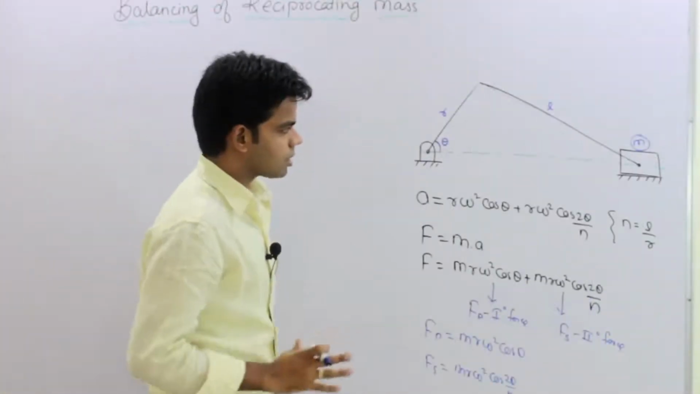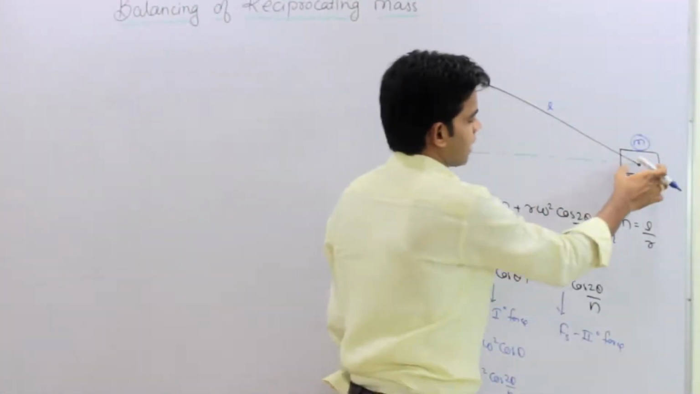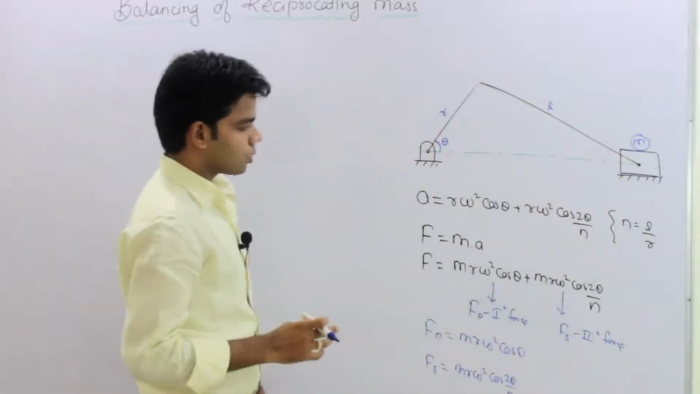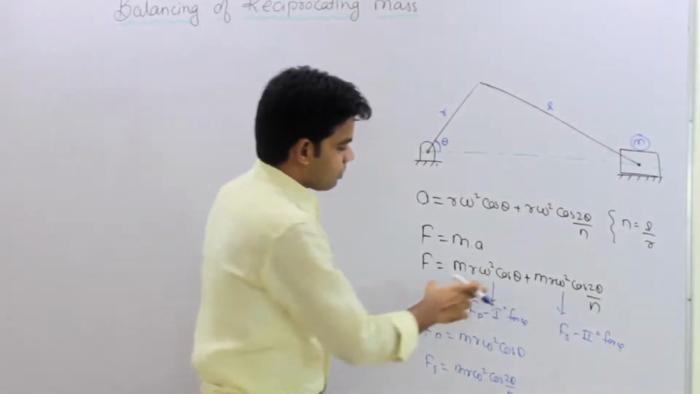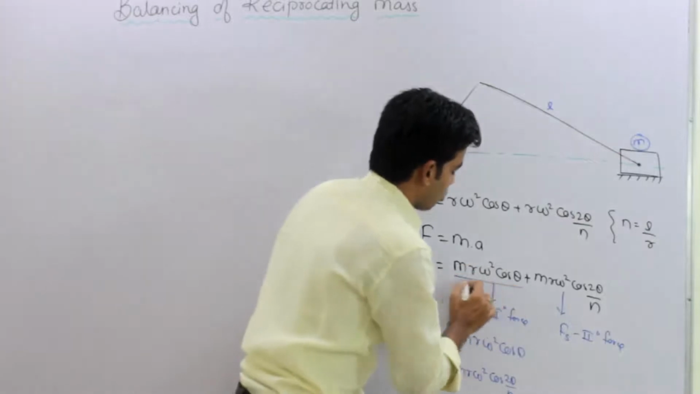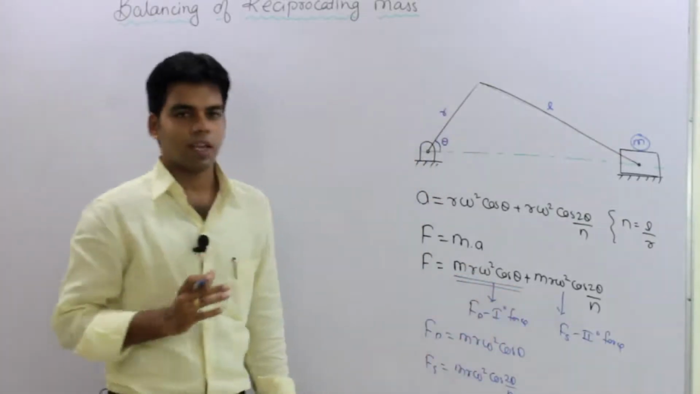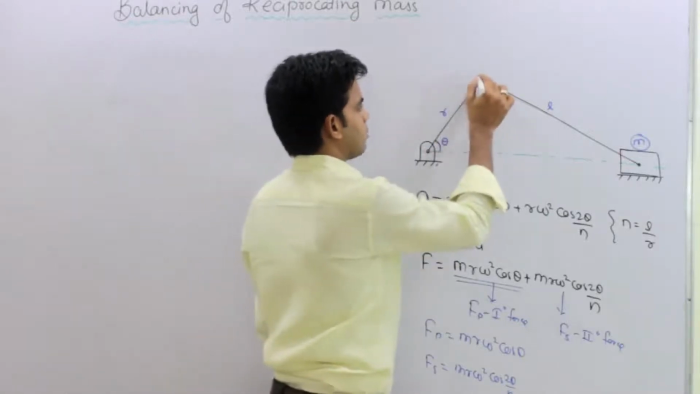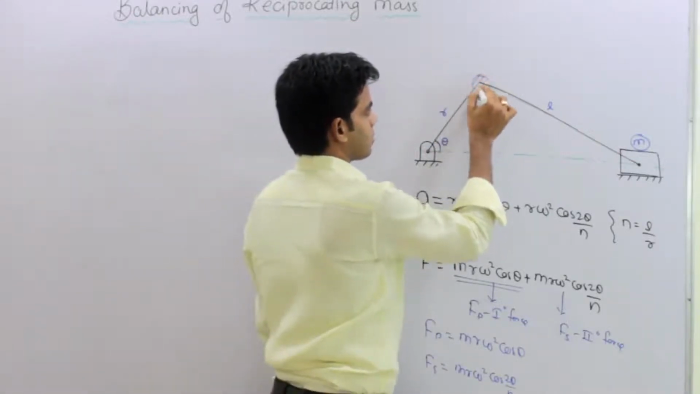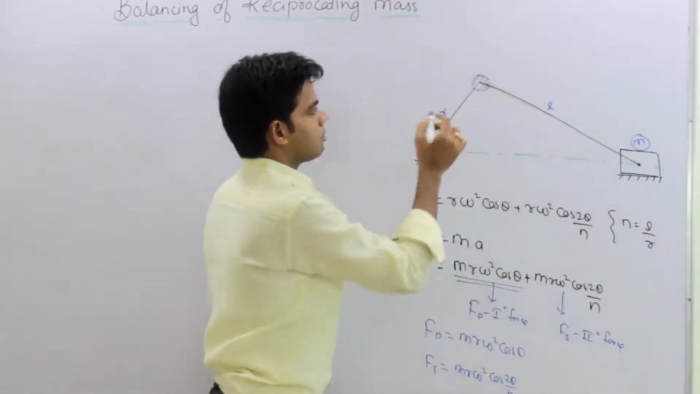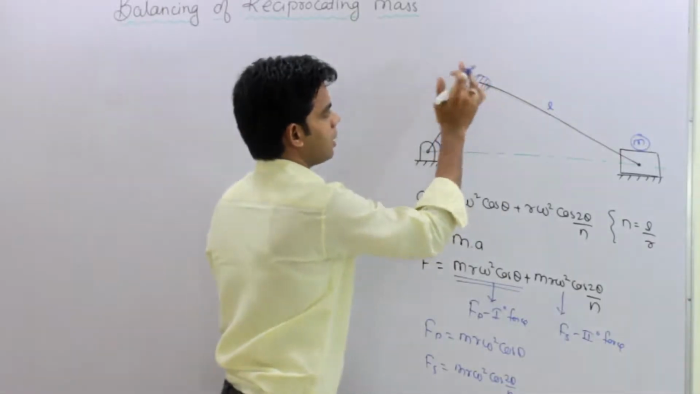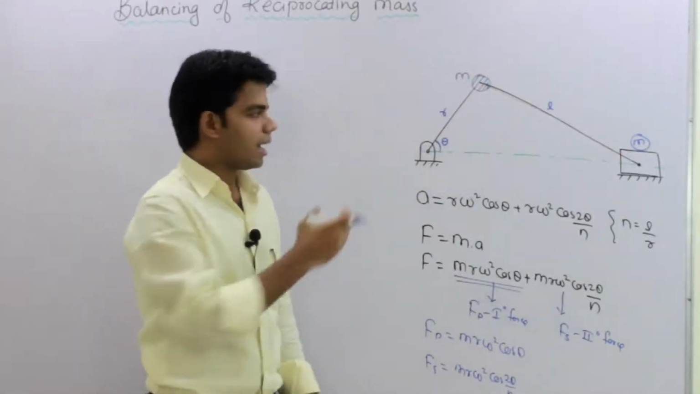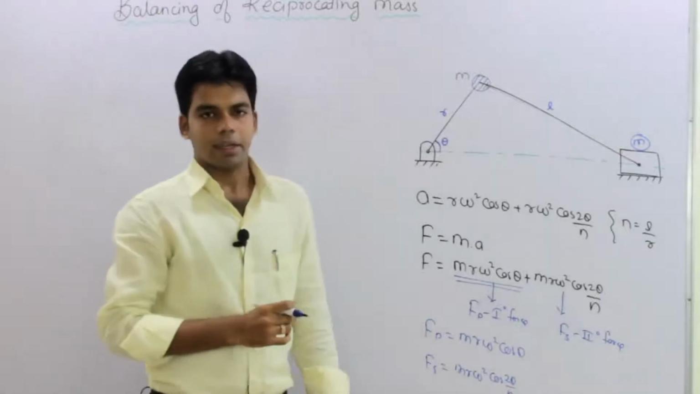Okay, so one thing we have to understand here: the mass of this slider is m, and the primary force is mr omega square cos theta, which we have to balance. So I can assume one mass. Why am I assuming this? You will understand very soon. I can assume one mass m at this particular point, at the end of this crank.